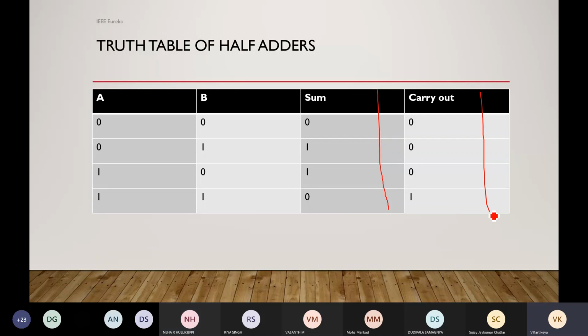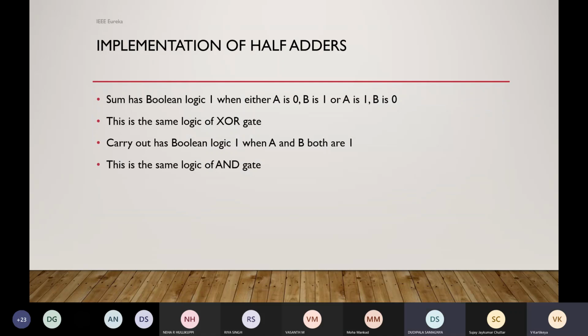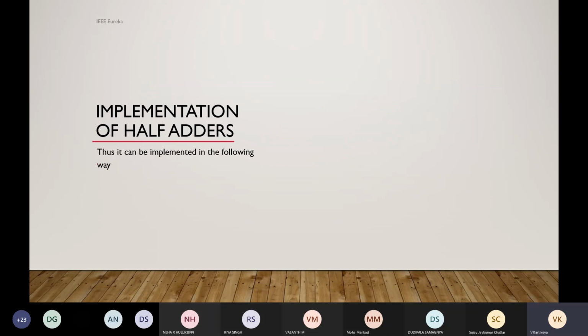And for the carry out? AND gate. Yes, so that is what I mentioned in the next slide. I just wanted it from you guys. So the sum has logic 1 when A is 0 and B is 1, or A is 1 and B is 0. It's XOR gate. And the next one is AND gate basically.